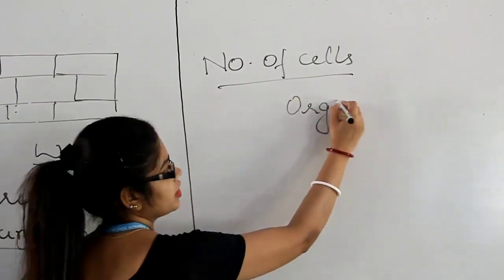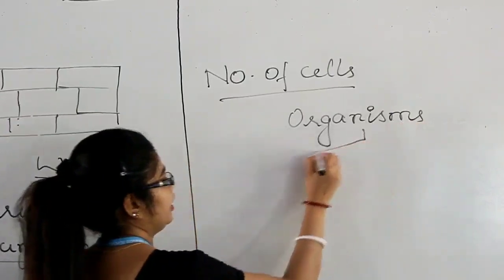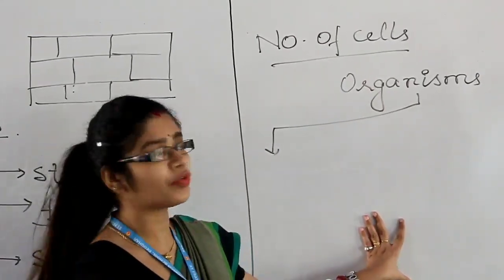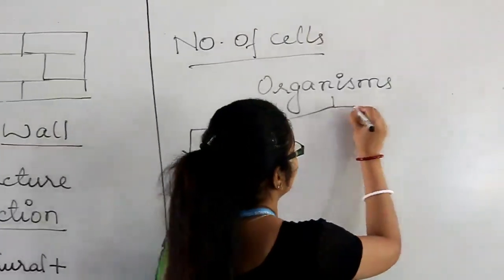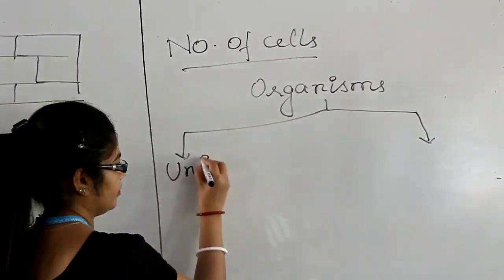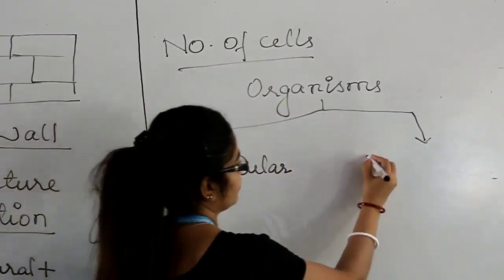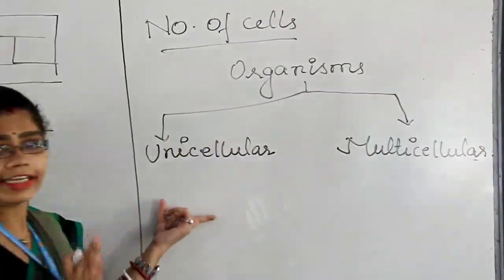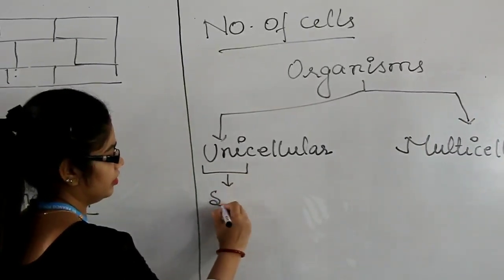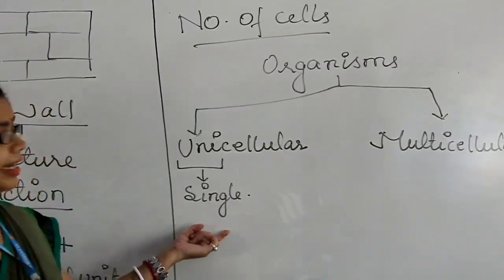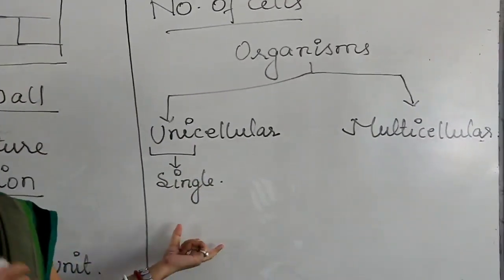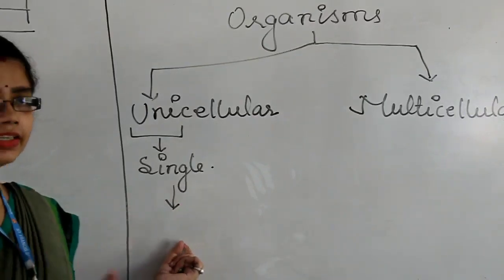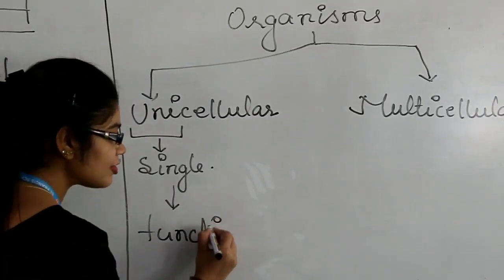organisms are divided into two main categories. So the first category we have is unicellular organisms and next we have multicellular organisms. As the name suggests, uni means single, and by unicellular, we mean those organisms which are made up of a single cell. This means that the whole functions for the body will be performed by a single cell. So a single cell performs all the functions for the body.